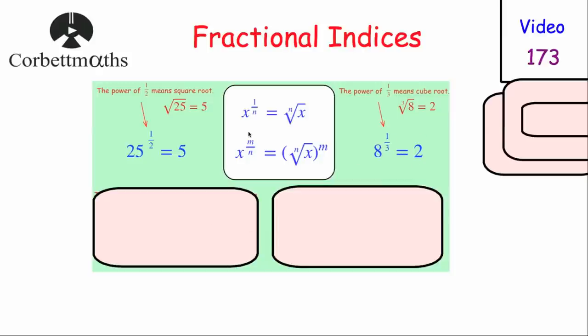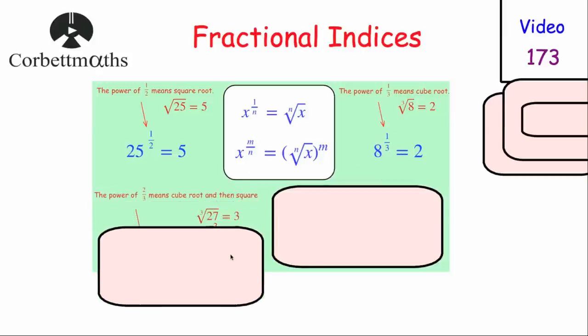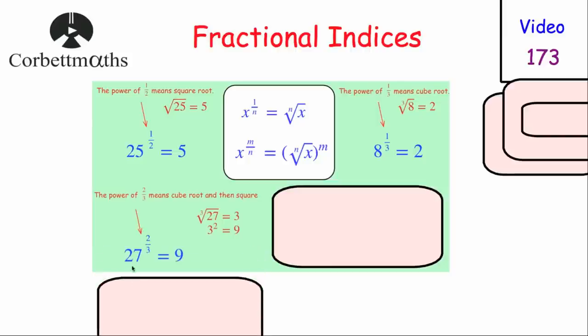Okay, now let's have a look at some with numbers on the numerator. So if we had something like 27 to the power of 2/3. Well, we're going to look at the denominator to begin with, and it's a 3. So we're going to work out the cube root of 27, and the cube root of 27 is 3. And then you're going to look at the numerator, and it's a 2, so you're going to square that answer. So 3 squared is 9. So 27 to the power of 2/3 would be 9.